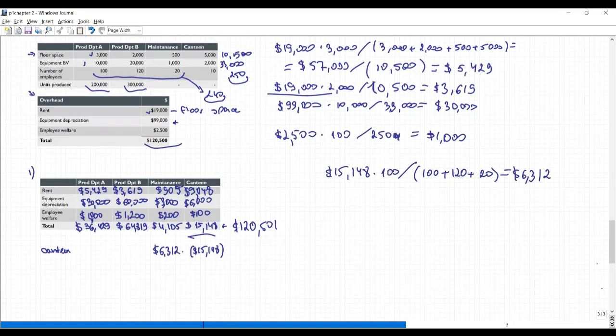6,312. And let's try to do that for the other department. So it's going to be 15,148. The overheads which were initially apportioned to canteen, multiplied by the number of personnel of department B, divided by 100 plus 120 plus 20, so without canteen. And that is going to give us 7,574.